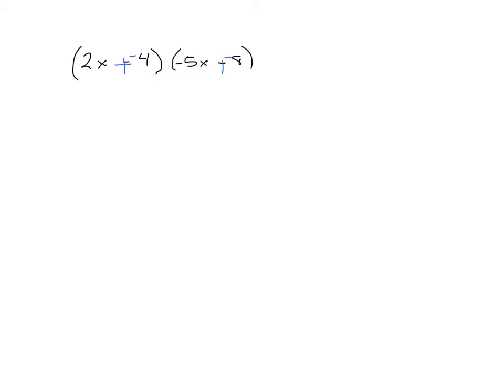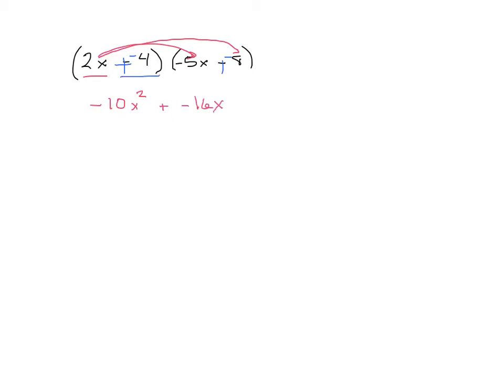So we'll go ahead and do the first set, right? The 2x we're going to distribute to the negative 5x. So we have negative 10x squared because it's a negative 5x. Now we're going to do the second one, right? 2x times a negative 8. So it will be plus a negative 16x.